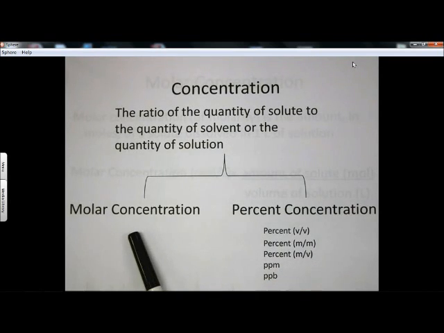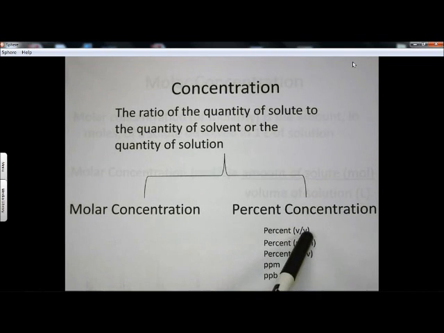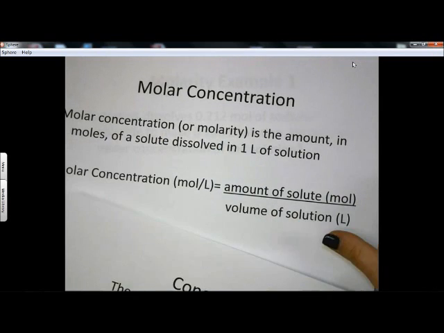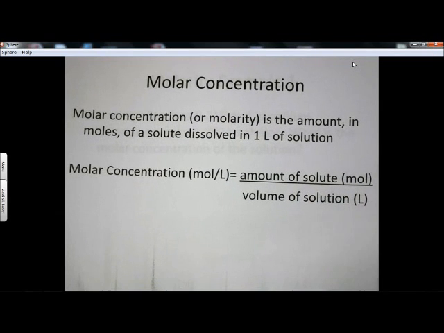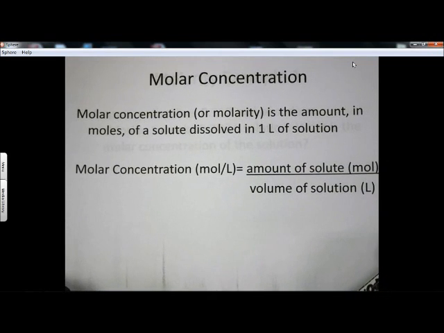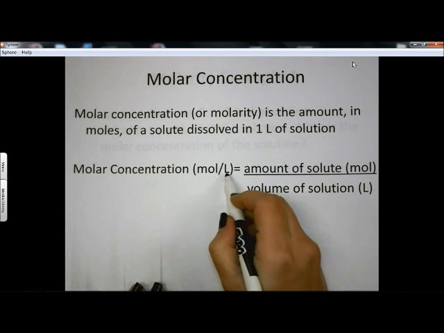There's molar concentration, using the mole concept from the last unit, and there's percent concentration. The first thing I'd like to talk about is the molar concentration. Molar concentration, sometimes called molarity, is the amount in moles of a solute dissolved in 1 liter of solution. So molar concentration is always in units of moles per liter.